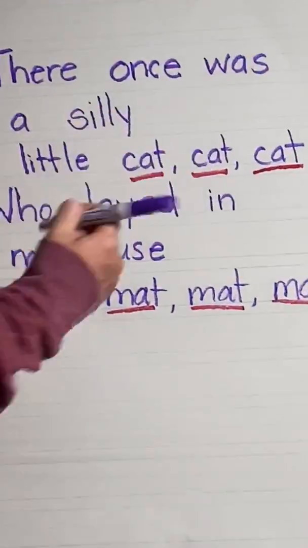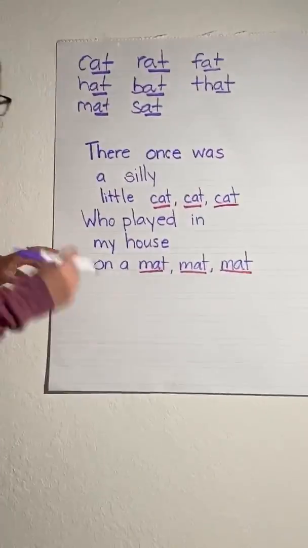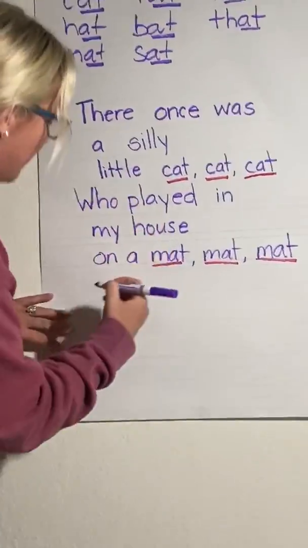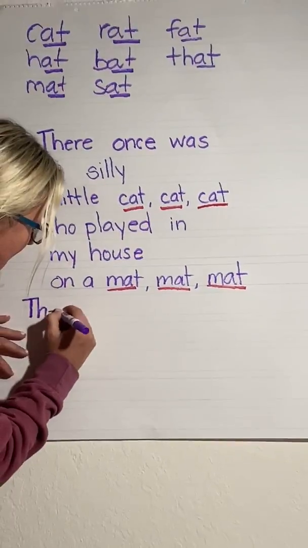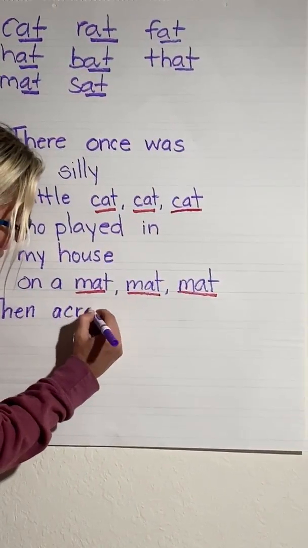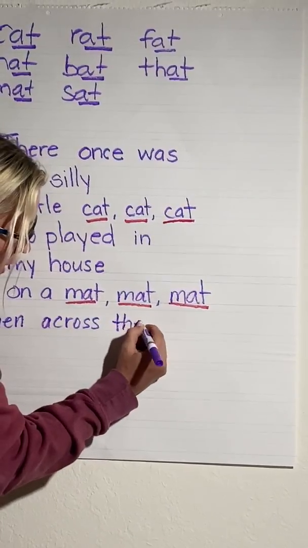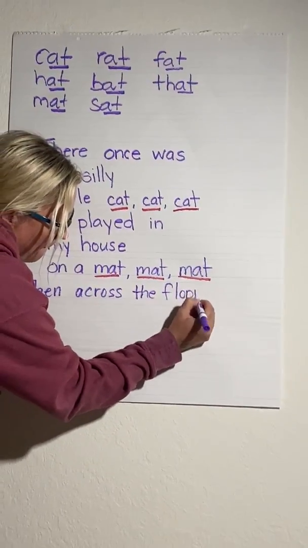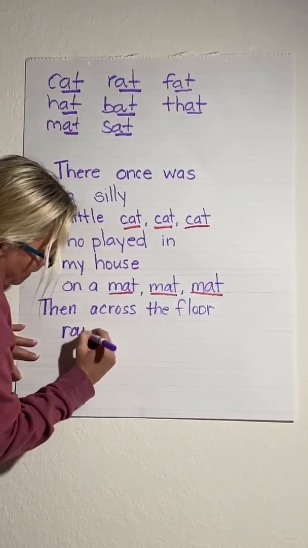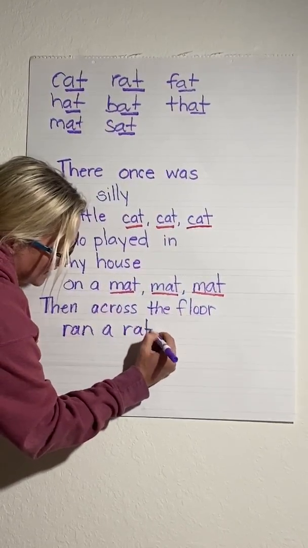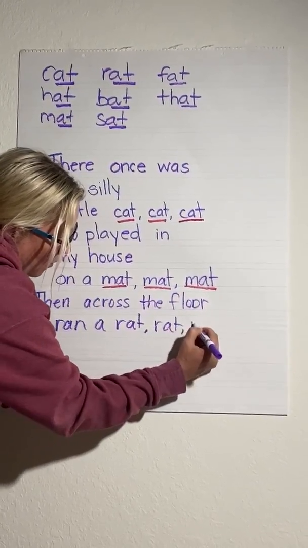And then, oh, look, I want to make it exciting like in theirs. Remember, there's a bird that swooped down, was going to eat the frog. But in this one, we're going to say, then across the floor, I'm running out of room, so I'm going to say ran a rat, rat, rat.